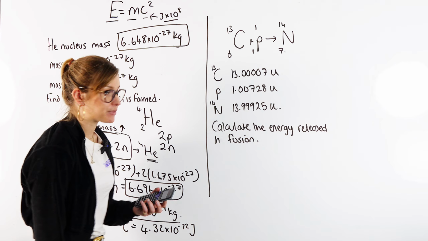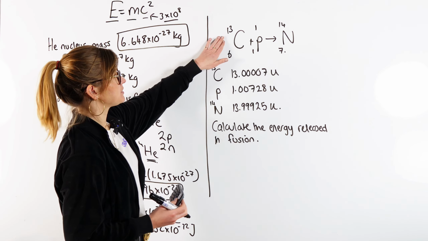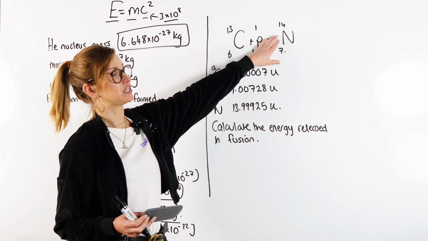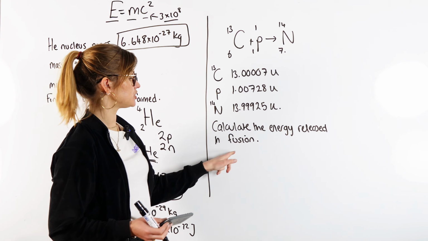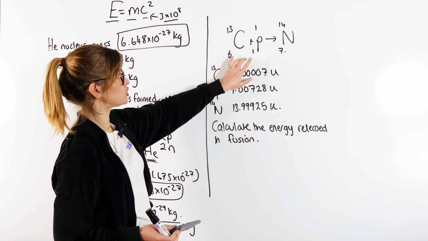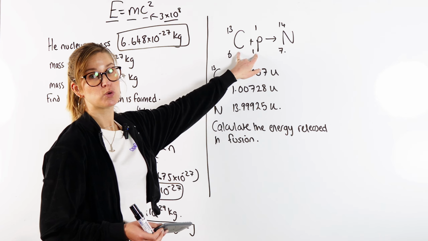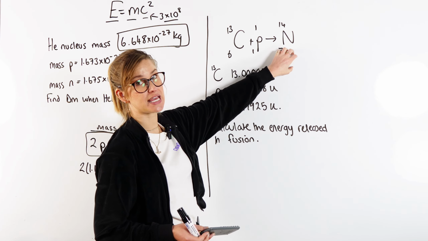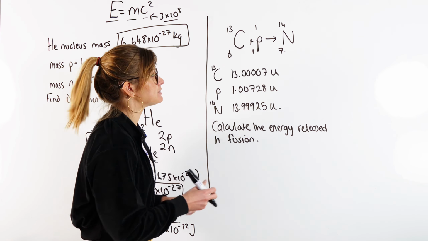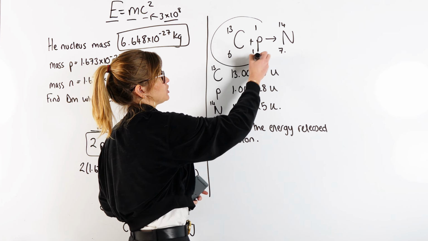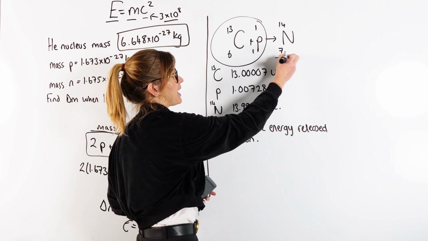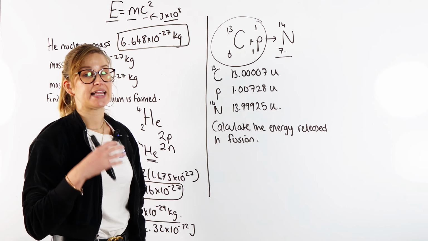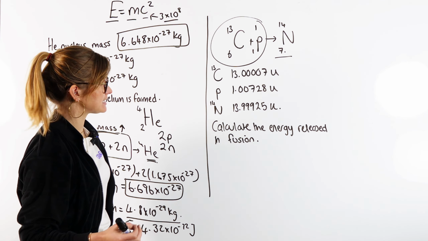So another example could be, what if I've got a carbon-13 and we're joining it with a proton to make a nitrogen-14? I want to figure out the energy released in the fusion. So again, we're taking our 2 lighter nuclei, joining together to make a heavier nucleus, but the combined mass of the nuclei that join together is less than the mass of the fusion product. And that change in mass is what my energy released is.